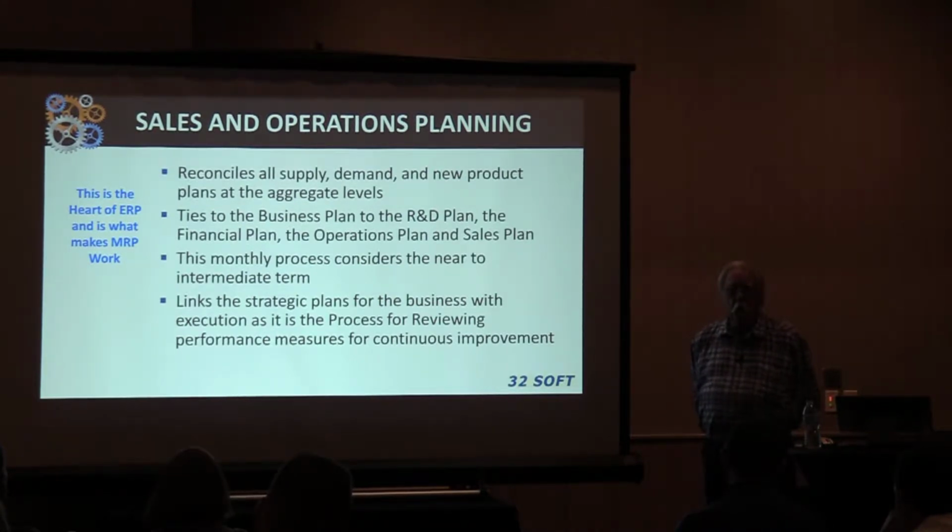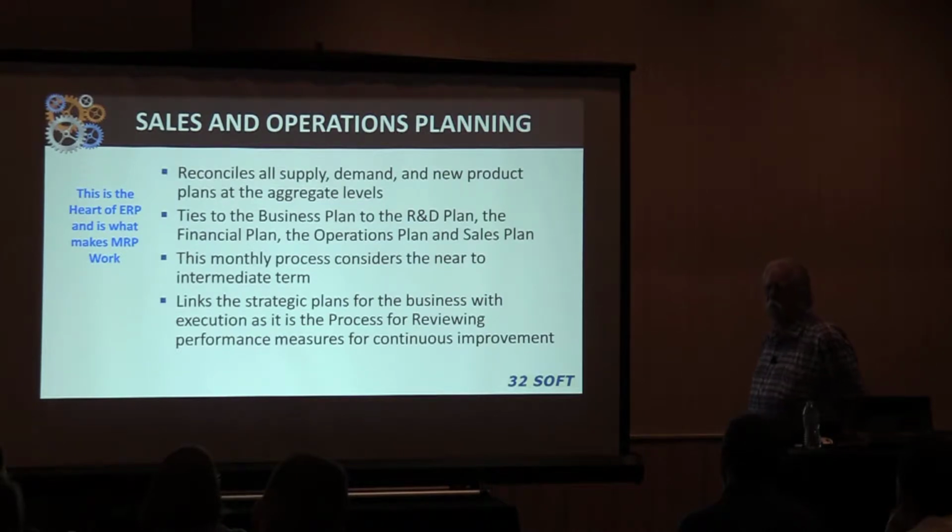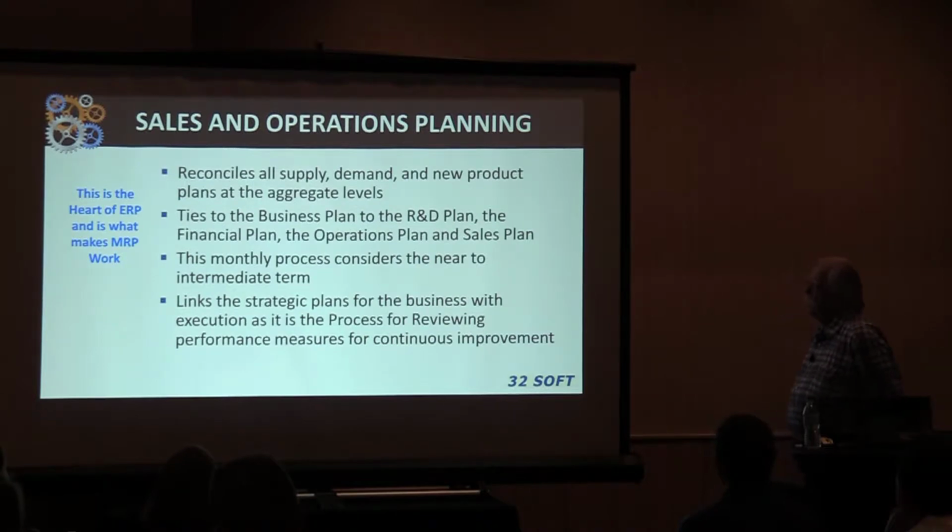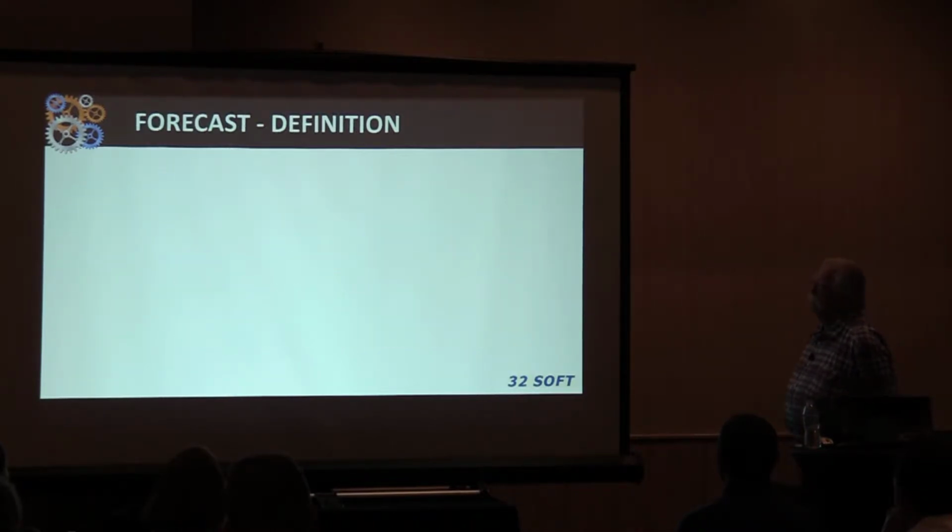It's the CEO, it's the CFO, it's the head of R&D, the head of sales, the head of engineering, the head of operations, all get together every month, review the performance of the previous month, and come up with a plan for the organization for the next period. Whether that period be the next month, next 3 months, next 6 months, whatever. So it reconciles all supply and demand and new products into some aggregate plan. And this becomes the basis of what the MRP system is going to recognize as demand.